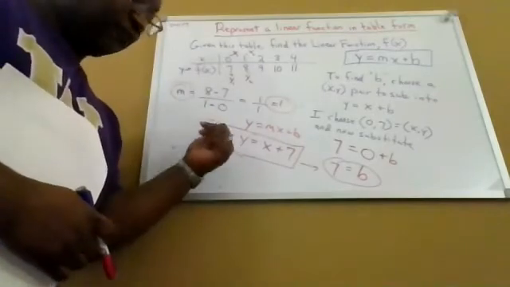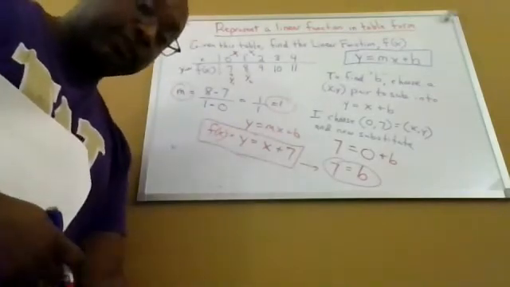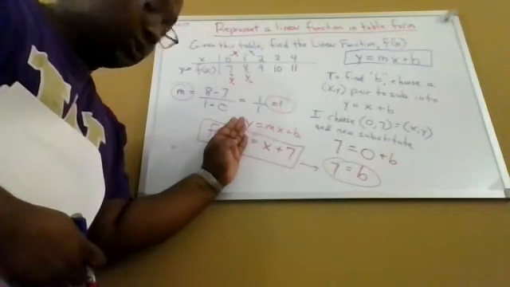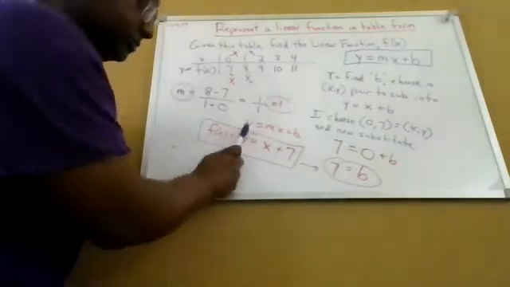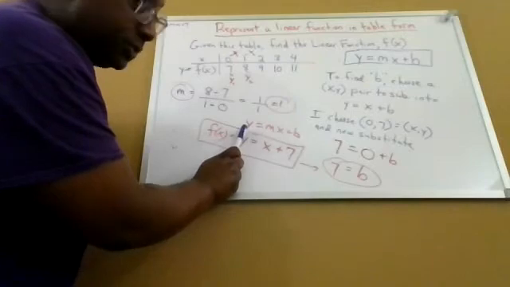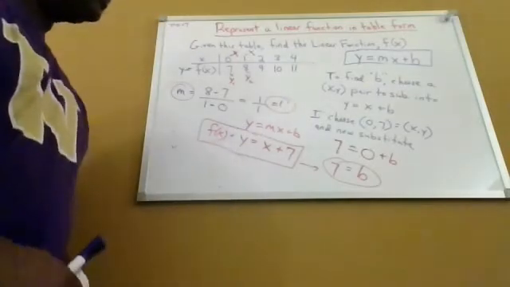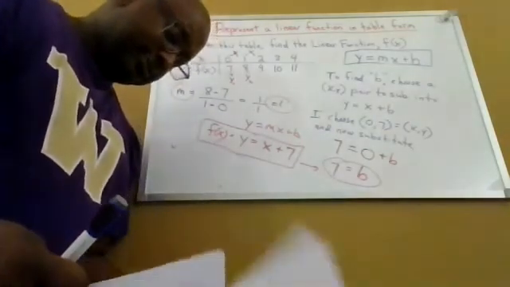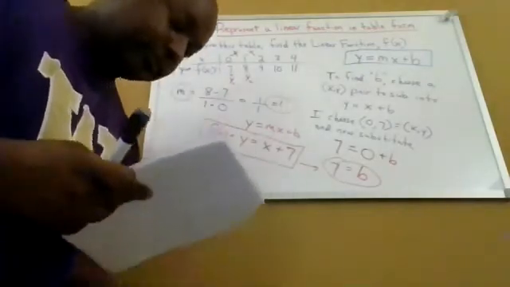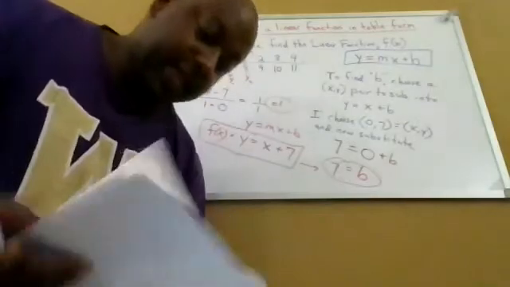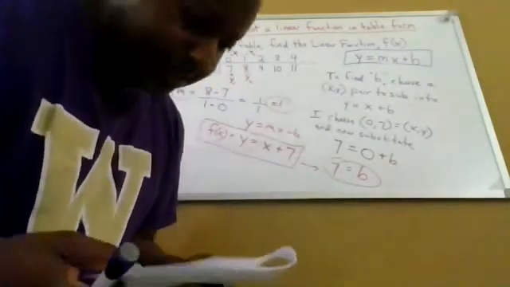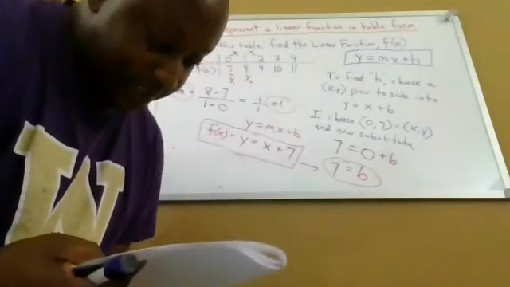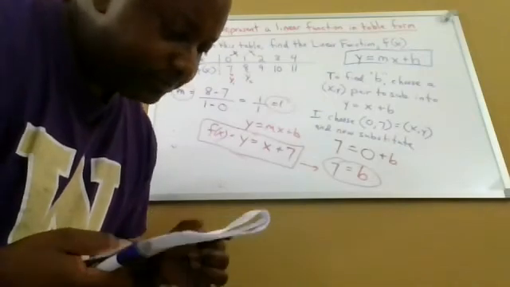Now, do you have to write both f of x and y? No. You can choose one or the other. You can write y equals x plus 7, or you can write just f of x equals x plus 7. And that ends that problem. And this is our last problem for representing a line. We're calculating a line function given table values.